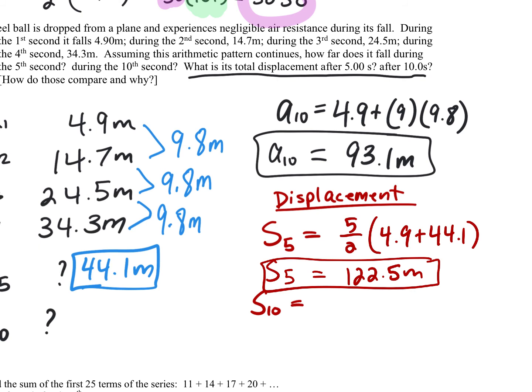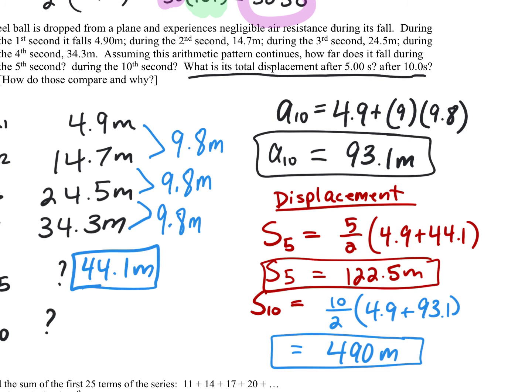S of 10, same idea here. Instead of having 5 terms, we have 10. We still have the same first term in our sequence, but our last term is now 93.1. Now we evaluate S of 10 and find the total displacement to be 490 meters. Again, we are adding up the total distance that this steel ball has fallen combined in the first 5 or 10 seconds in each of these problems.